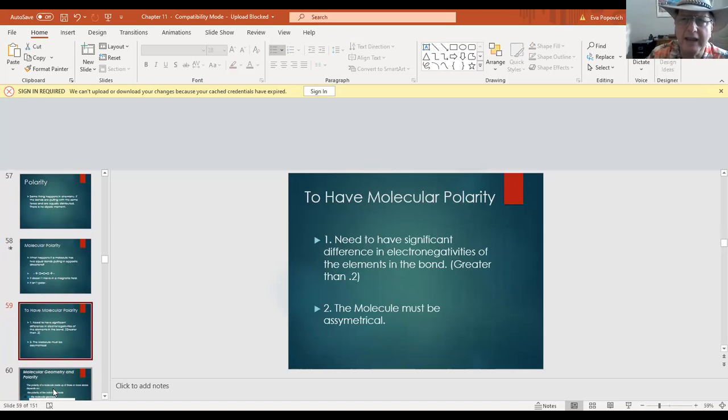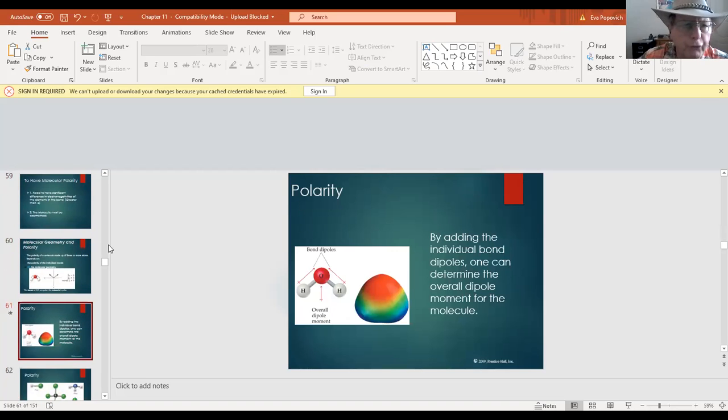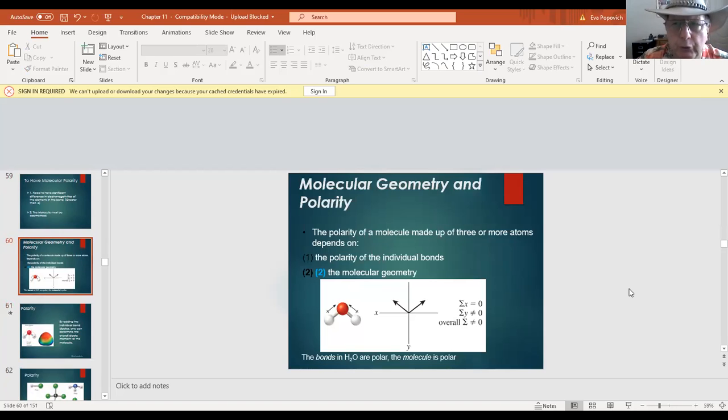So you need to have asymmetry and you need to have a polar bond. Let's look at water, okay? You also need to understand vectors when we're dealing with polarity. Now, if I have an oxygen with two hydrogens, electrons are going to spend more time around the oxygen than the two hydrogens. So that's going to make the oxygen negative and the hydrogens positive.